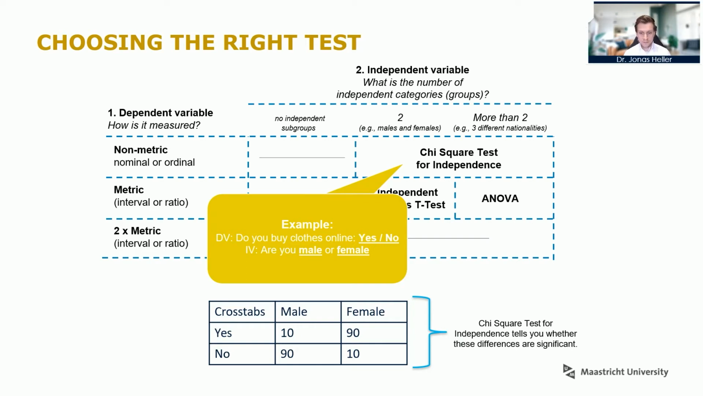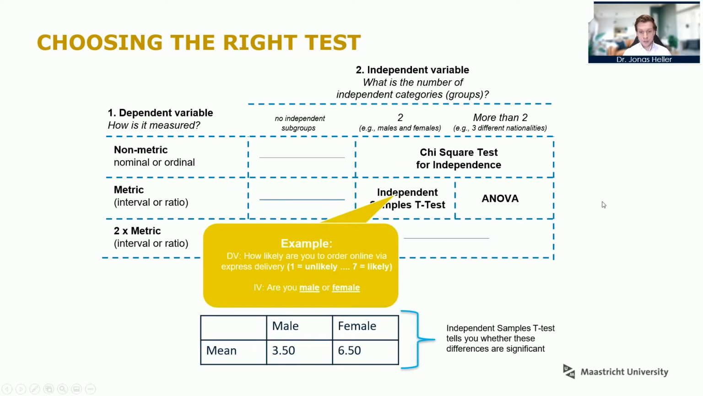The chi-square test for independence will simply compare the proportion of male participants who say yes or no to that question and compare it to the proportion of female participants that say yes or no to that question. And would assume that there are no differences between the answers, and the chi-square test of independence will tell us whether there are no differences or whether the differences between males and females and their response to the question, do you buy clothes online, is significantly different.